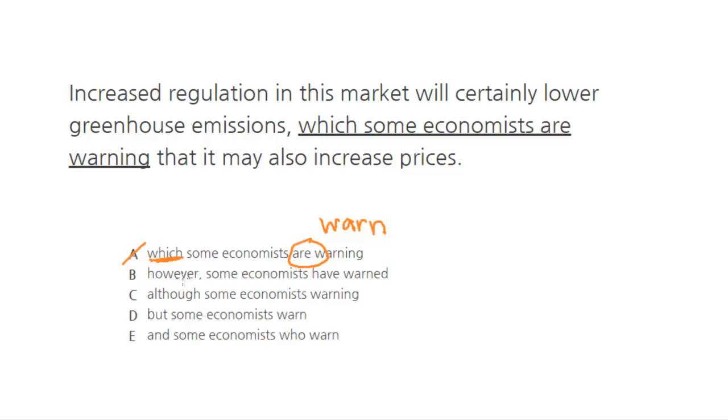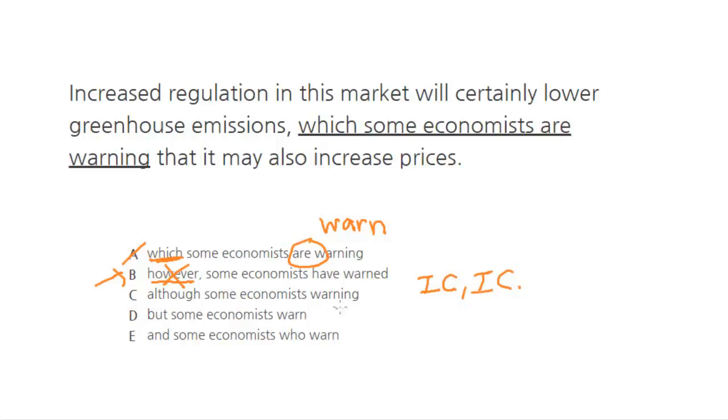What about B? However, some economists have warned. So, okay, there's a contrast. This is a contrasting transition, except this is a run-on sentence. Because if you take out the adverbial phrase however, it becomes independent clause, comma, independent clause, which is a run-on or a comma splice. And if you don't know what that means, check out my other lectures on sentence structures, and hopefully you could catch on with that jargon. Even some of the stuff that I put in here, I see, comma, I see, basically means independent clause, comma, independent clause, which is wrong. It's a comma splice.